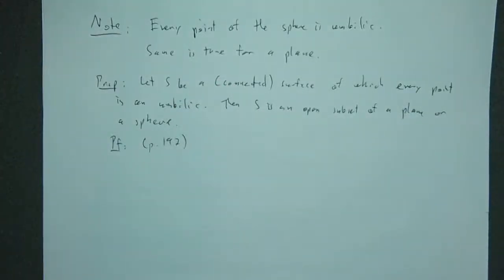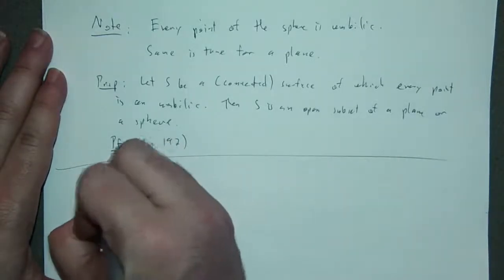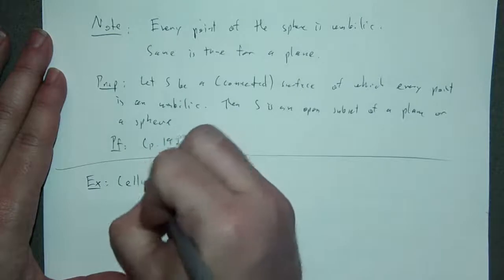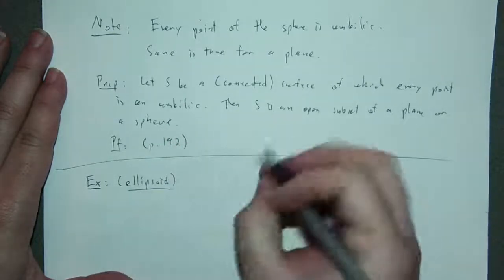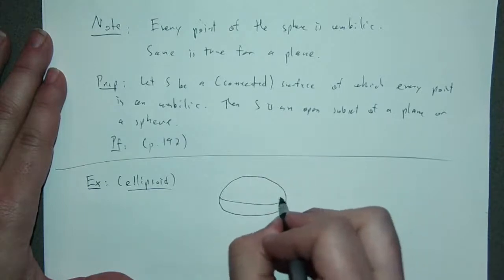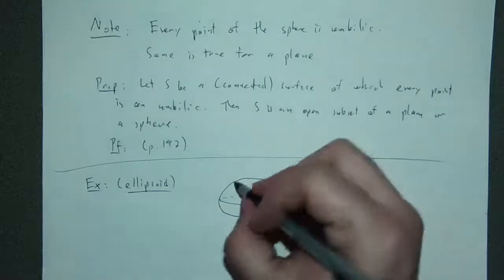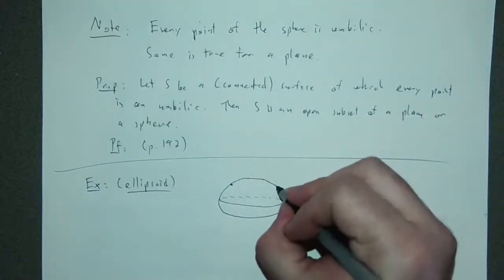Okay, and so there's not many surfaces all of whose points are umbilics. So that's a very special thing. Now you might ask yourself, what's an example of a surface that doesn't have hardly any umbilics? All right, so here's an example. Say an ellipsoid. An ellipsoid has two umbilics. Maybe like here and here.